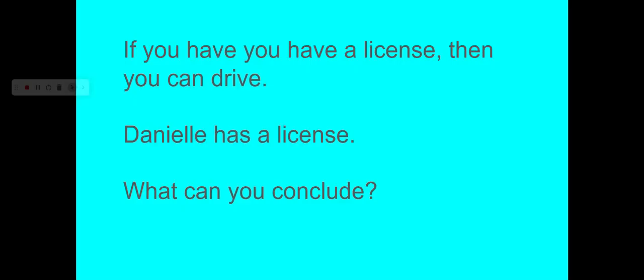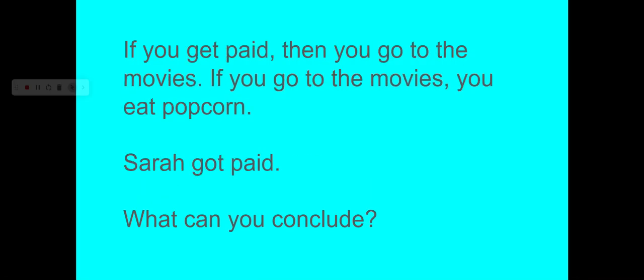Okay. Here's another one. If you have a license, then you can drive. Danielle has a license. What can you conclude? Again, that's the hypothesis going on, right? So I can conclude that Danielle can drive. Okay, here's another one. If you get paid, then you go to the movies. If you go to the movies, you eat popcorn. The comma implies a then.